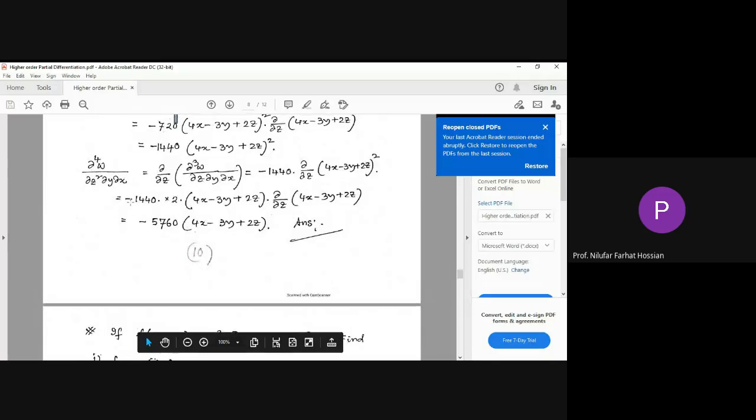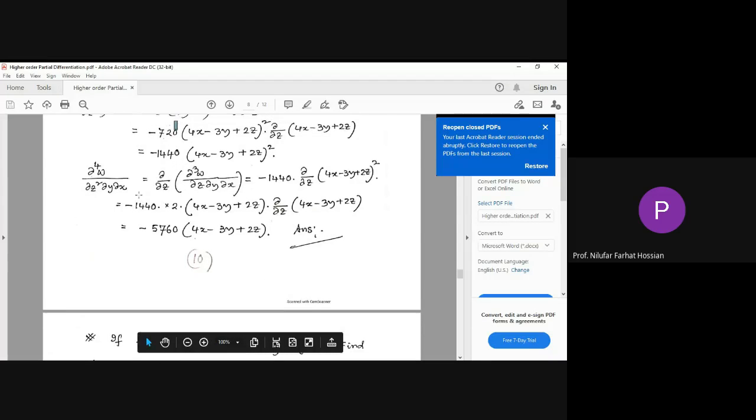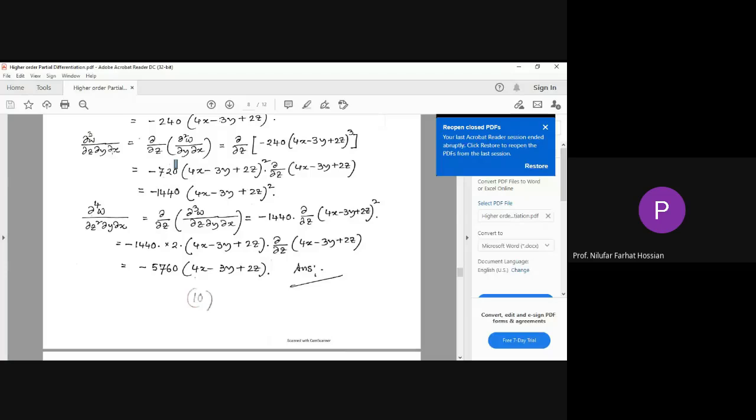Fourth order derivative. So you have to perform the differentiation of the previous one with respect to z again, because it is z square. So del del z of this whole thing. So here minus 1440 should be taken outside, and it is del del z of this thing. So this inner part should be considered as z, that means z square. Z square, after performing differentiation with respect to z, it will give you 2z. So this thing multiplied by 2z.